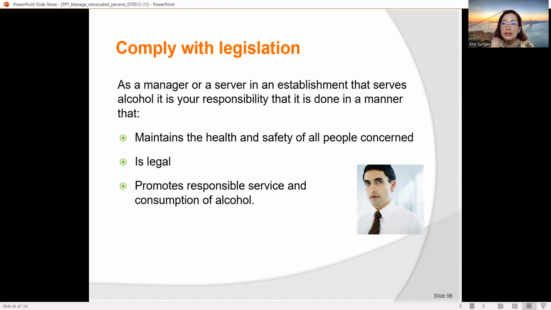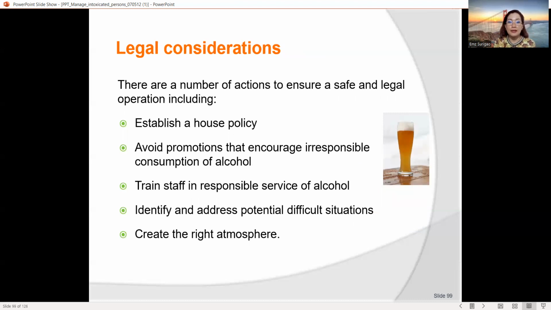It promotes responsible service and consumption of alcohol. So there should be control and responsible service as a manager. So legal considerations. There are a number of actions to ensure safe and legal operations, including, first, establish your house policy. Avoid promotions that encourage irresponsible consumption of alcohol, like bottomless, drink all you can. So it's not allowed. Train staff in responsible service of alcohol.